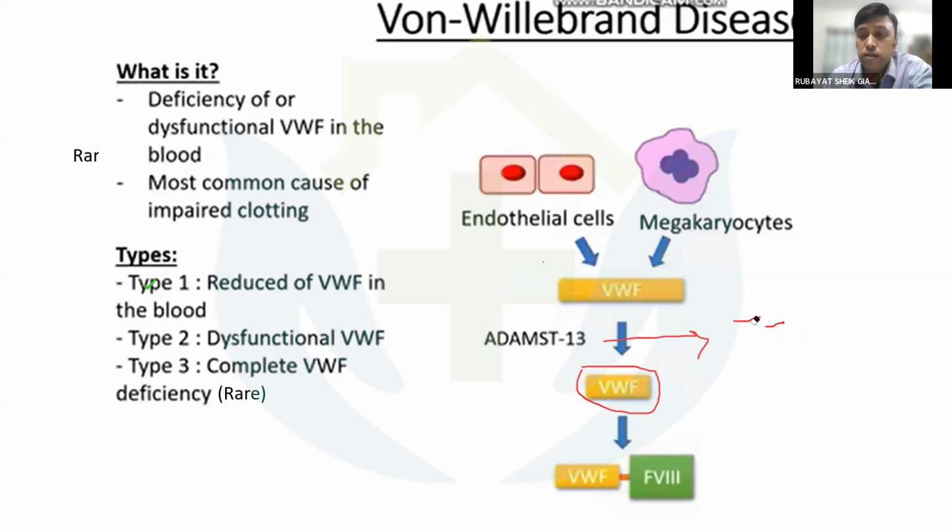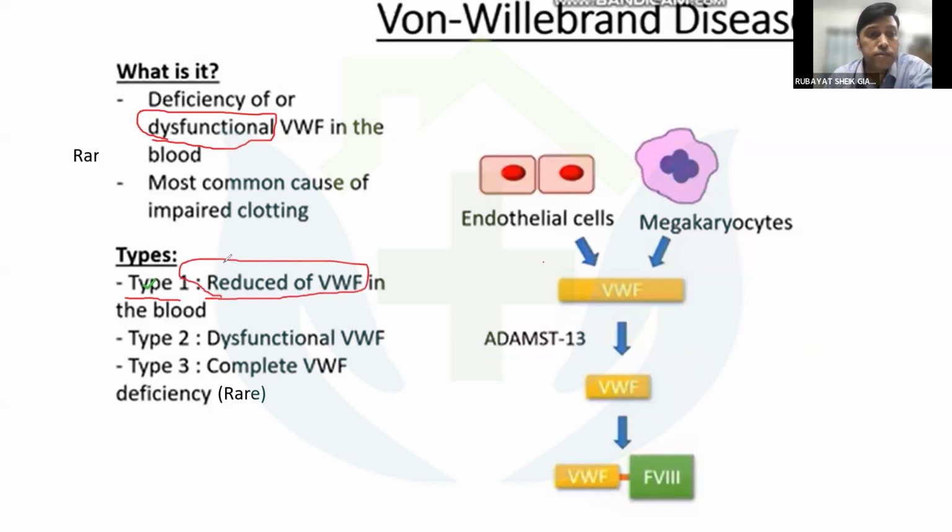So as we have seen, von Willebrand factor has an important role in coagulation. So either there is a total deficiency of von Willebrand factor, or there may be sufficient von Willebrand factor but it may be dysfunctional. So there are many subtypes of von Willebrand disease. We don't need to know all of them. Type 1 is the most common, where the von Willebrand factor is reduced. We don't need to know the other types because they are rare and not important. Type 1 is the most common type of von Willebrand disease.